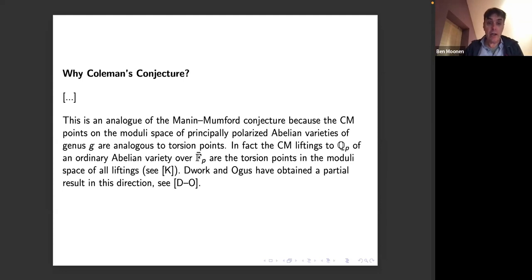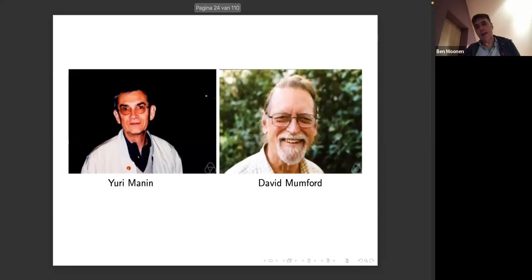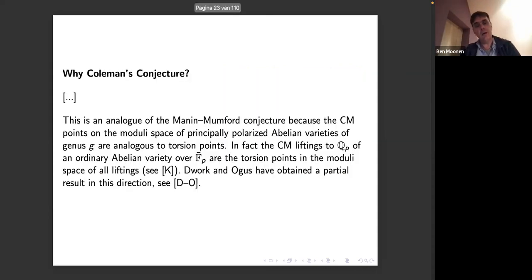Why should he make that conjecture? He says, well, this is an analog of the Manin-Mumford conjecture. And he gives this rationale because he says the CM points on the moduli space are analogous to torsion points. And then he has some arguments in favor of this. So clearly there is a kind of analogy underlying this. And that analogy brings me to two other well-known mathematicians, Manin and Mumford, because as Coleman already mentioned, he found inspiration in this Manin-Mumford conjecture.